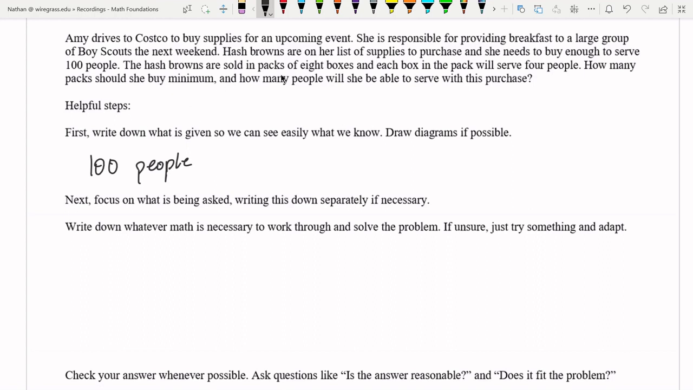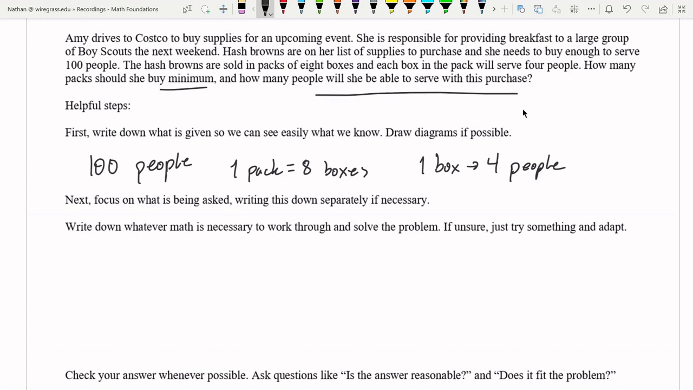Now, the hash browns are sold in packs of 8 boxes. So 1 pack equals 8 boxes. And each box, so 1 box, serves 4 people. How many packs should she buy at a minimum? And with this minimum purchase, how many people can she serve?